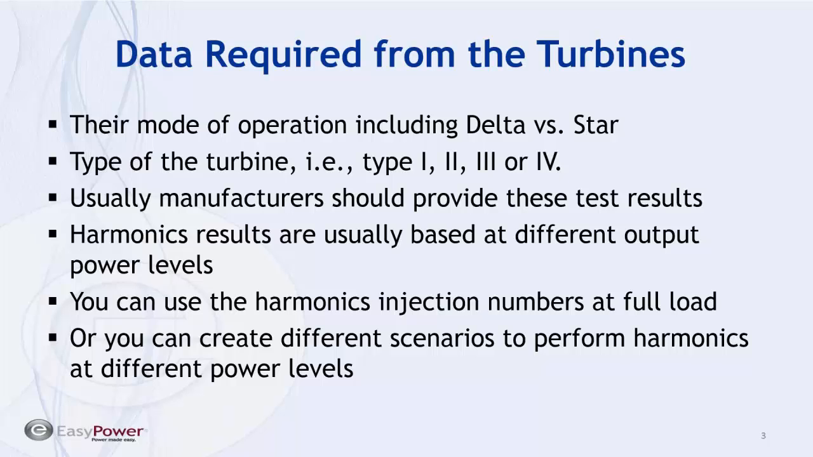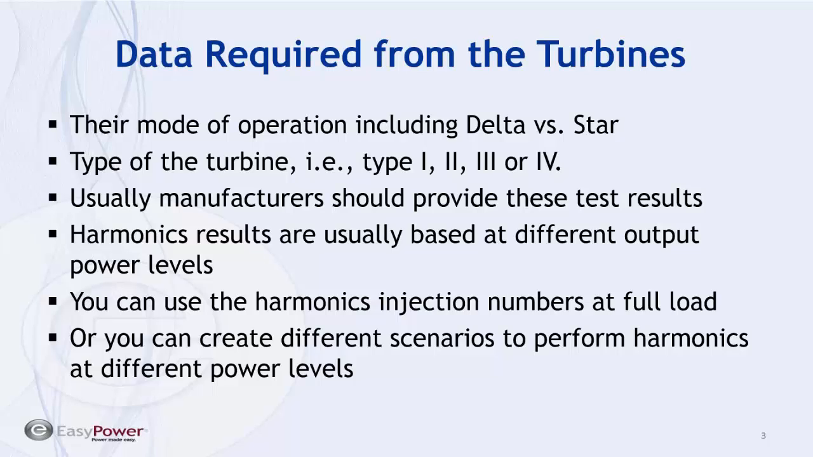So the data required on the turbine side would be whatever you get from the manufacturer, and you would get harmonic injection from the turbine at different power levels, including the full load. That's how turbine manufacturers usually provide their information. They would give you at each power level, let's say 10%, 15%, 20%, up to 100%, how much harmonic that turbine is going to inject into the grid.